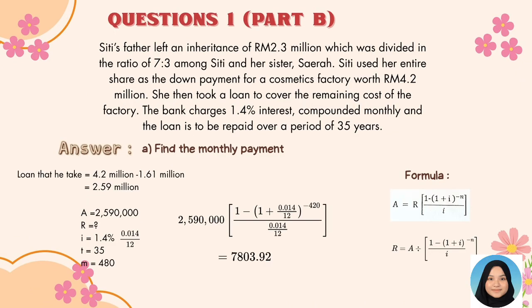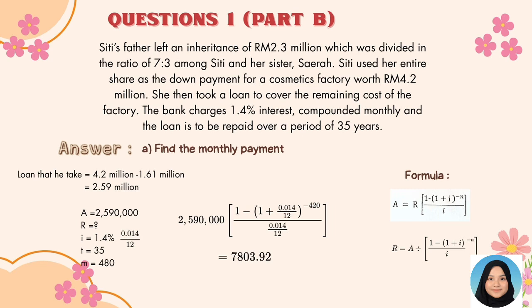We will move to question 1 part B. Siti's father left an inheritance of RM2.3 million, which was divided in the ratio of 7 to 3 among Siti and her sister Sarah. Siti used her entire share as the down payment for a cosmetic factory worth RM4.2 million. She then took a loan to cover the remaining cost of the factory. The bank charges 1.4% interest compounded monthly and the loan is to be repaid over a period of 35 years.